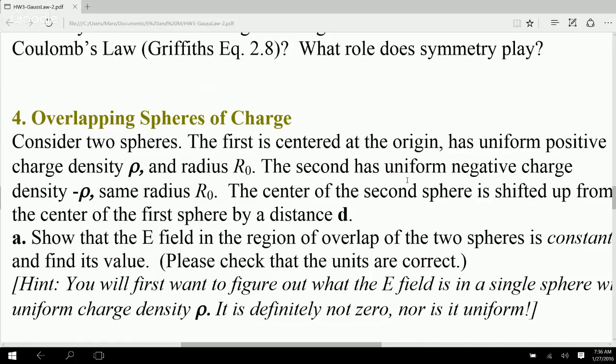Okay, so here's the question. We have two spheres. The first is centered at the origin, has a uniform charge density rho and radius r0. The second has a uniform negative charge density minus rho. The center of the second sphere is shifted up from the center of the first sphere by an amount d. And the question is, we need to show that the field in the region of overlap of the two spheres is constant and to find its value.